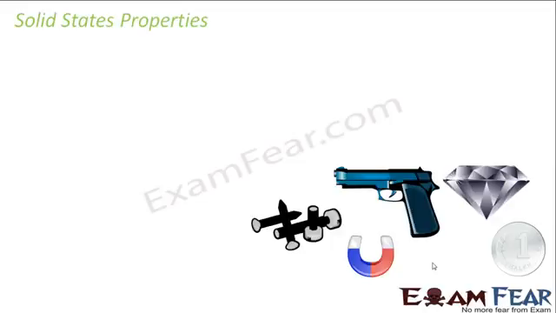So since we'll be focusing only on the solid states in this chapter, let's discuss some of the properties of the solid states. These are some solids which we use in day-to-day life. Some of the properties of solid states, if you have observed by this slide, is they have definite mass and volume. So if you keep the gun anywhere, it will have definite mass.